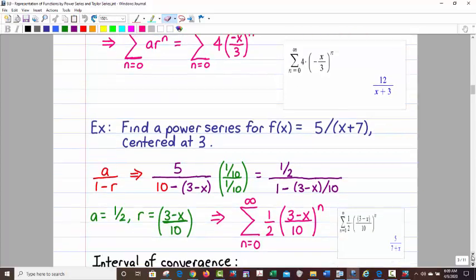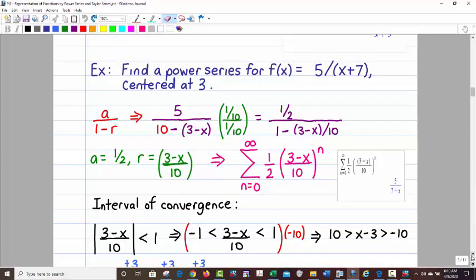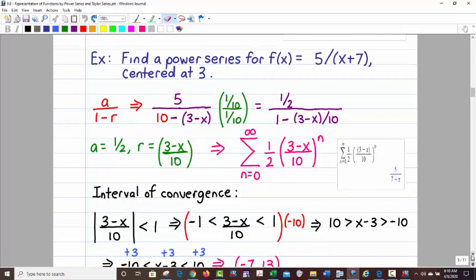Let's try another one. Here's another one with a plus, and now we're not centered at 0 either. So we're looking for a power series for f of x equals 5 over x plus 7, centered at 3. Now, this is a little tricky, but centered at 3 does mean x minus 3. But what I did here is I wrote this as 3 minus x. 3 would still make that 0.